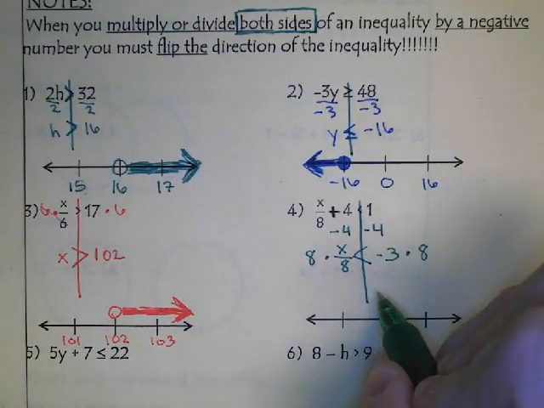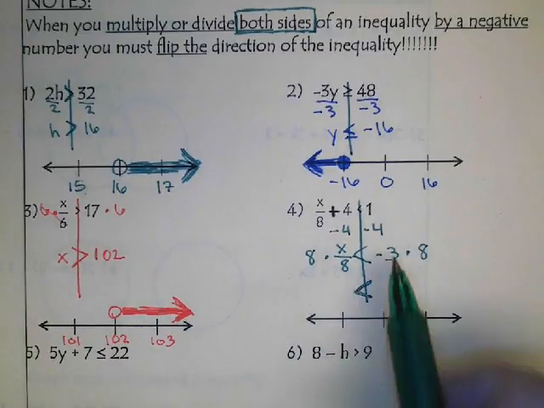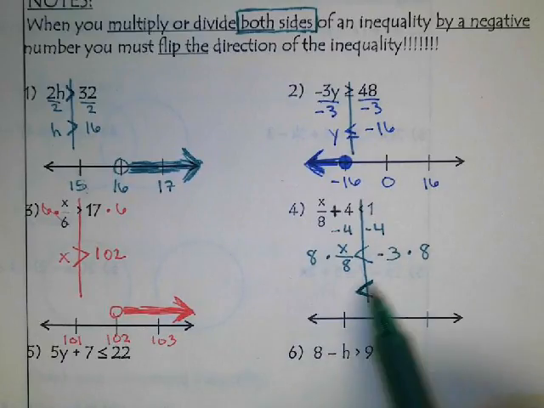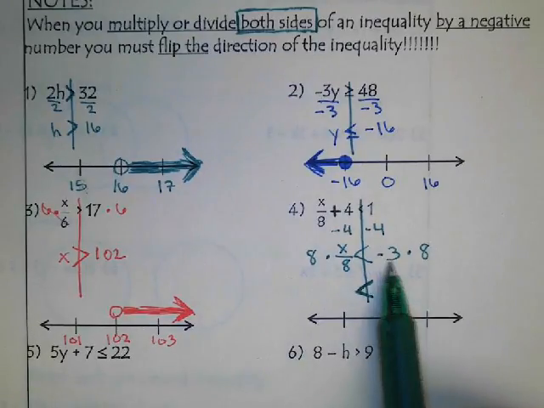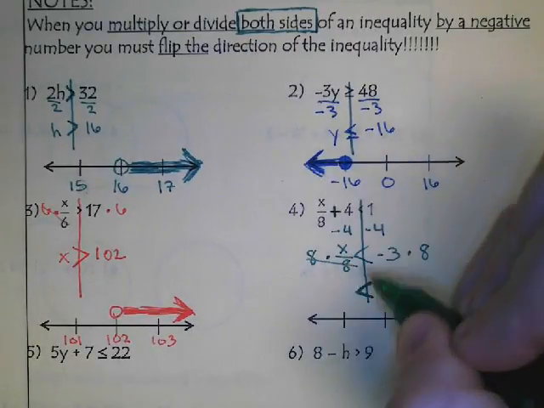So my sign will stay the same, because it's that both sides. It's when I multiply both sides by a negative that I flip the sign. So even though there's a negative right here, I'm still multiplying both sides by a positive, so my sign stays the same.